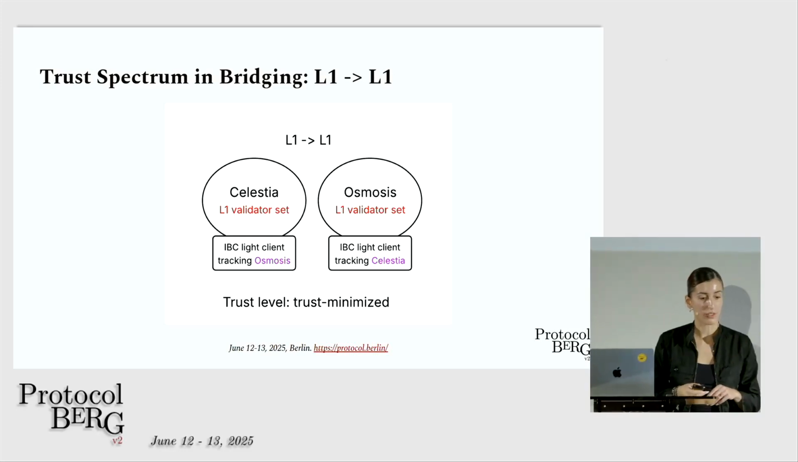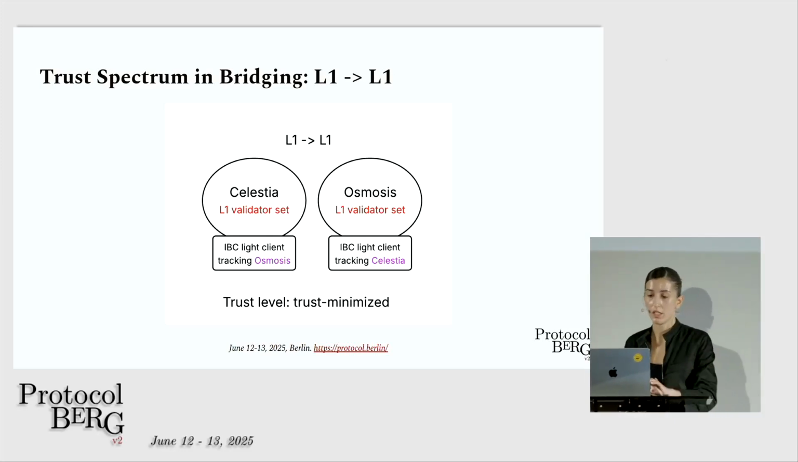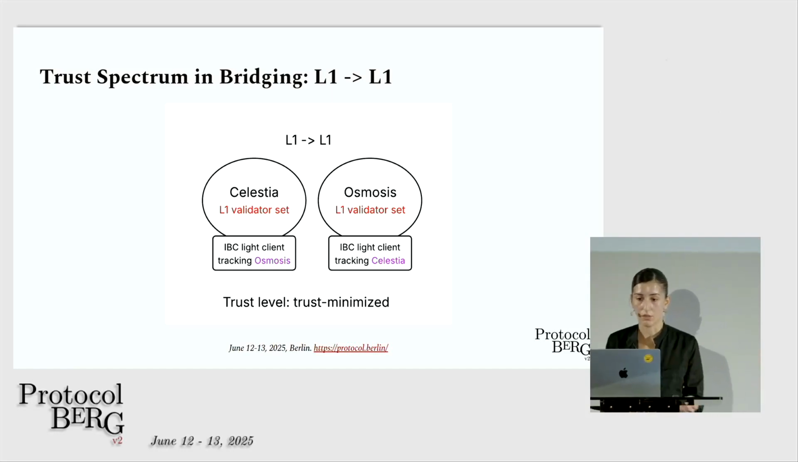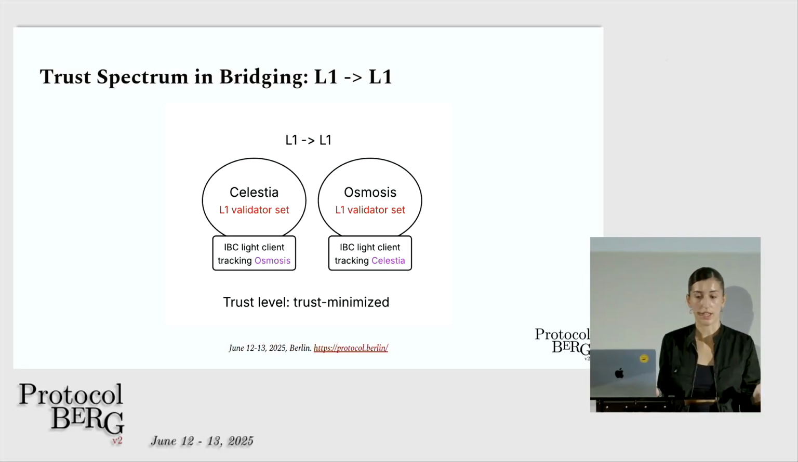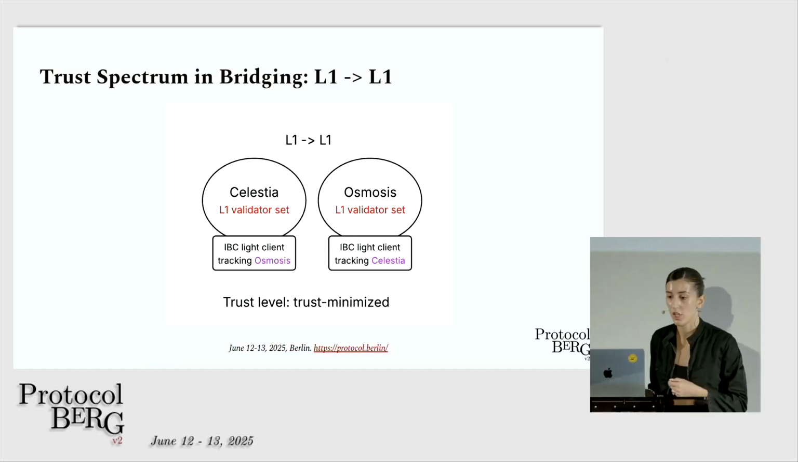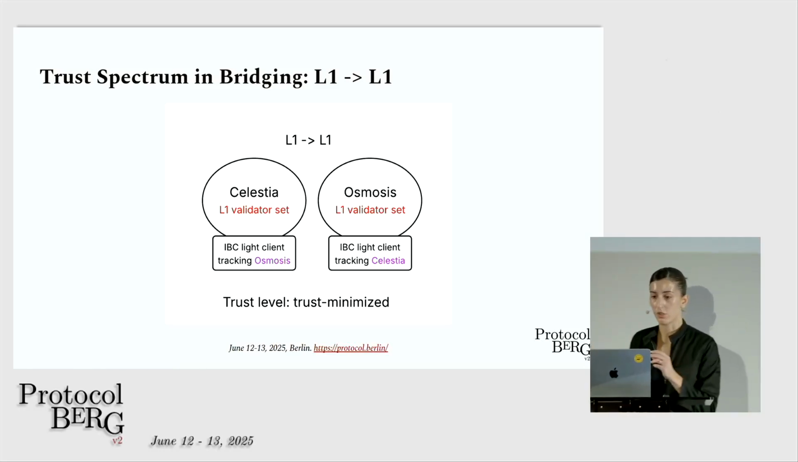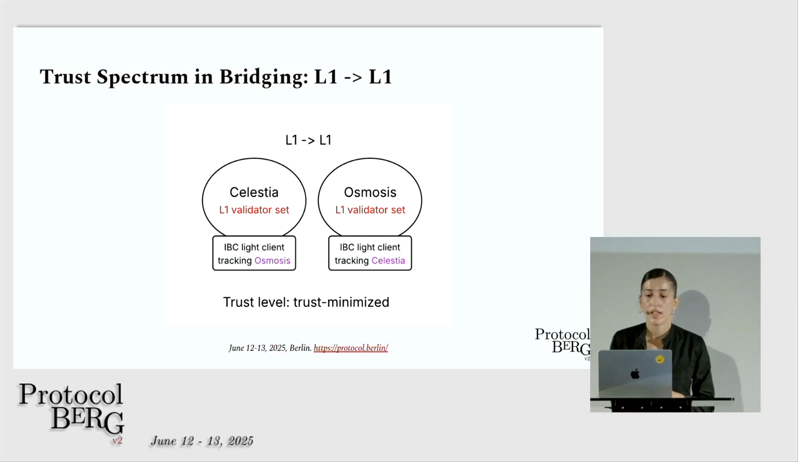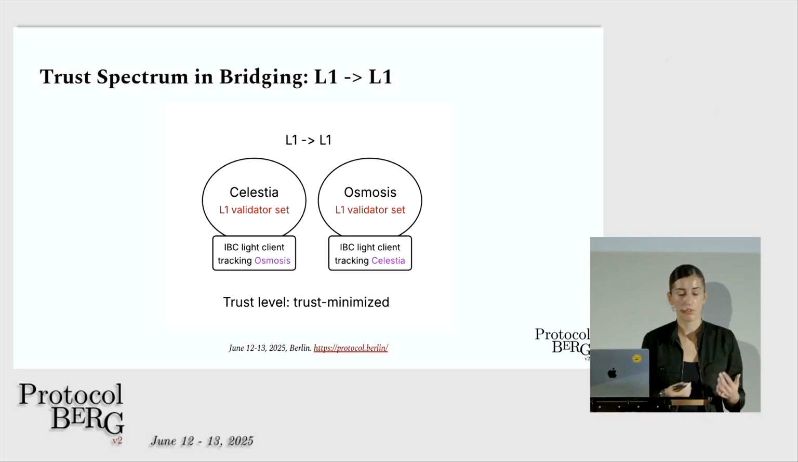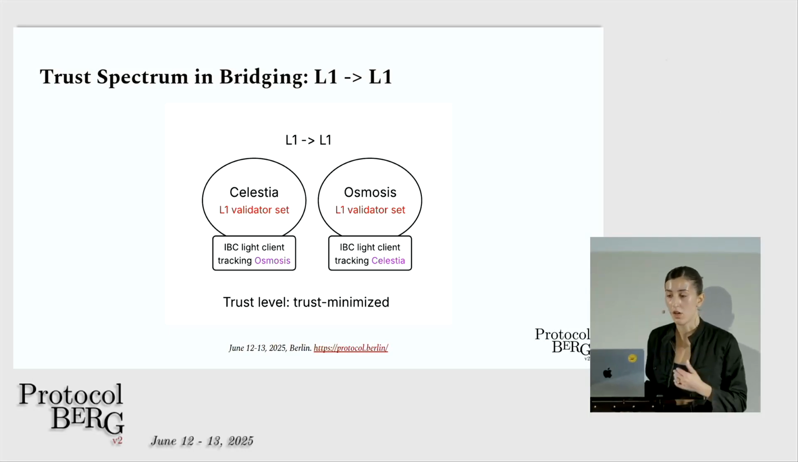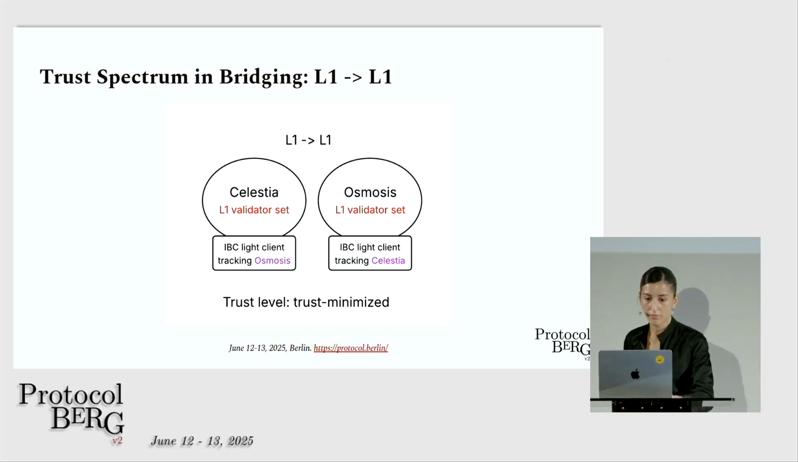Next, here I would like to cover bridging between two layer 1s. Now, here we have Celestia and Osmosis as an example. They're both proof-of-stake networks. They share an execution environment. They're both Cosmos SDK chains, and they have IBC Lite clients deployed on them. Celestia is tracking Osmosis, Osmosis is tracking Celestia, and these chains both have their own constraints and proof systems. So as long as 2/3 of the validators have signed the blocks and confirmed the validity of the block header, the IBC Lite client will update the state.